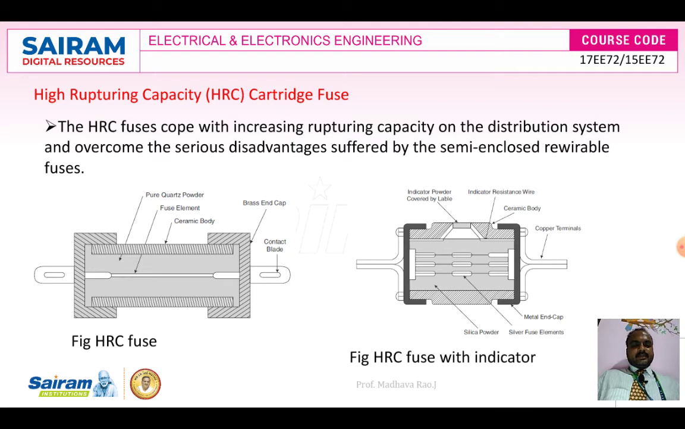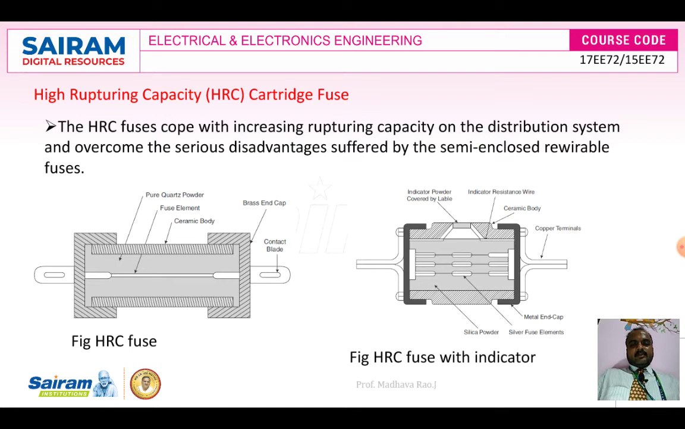Next one, HRC fuse. This is one of the important things. The HRC fuse we are using in 11 kilovolts to 33 kilovolts supply. This fuse is important in power transmission and power distribution, to avoid fire hazards and fire accidents. Since the HRC fuse contains a powder, called pure cartridge powder, whenever the fuse element melts, it gives heat and fire. Those things are avoided by the powder. The powder is like a fire extinguisher inside the fuse.